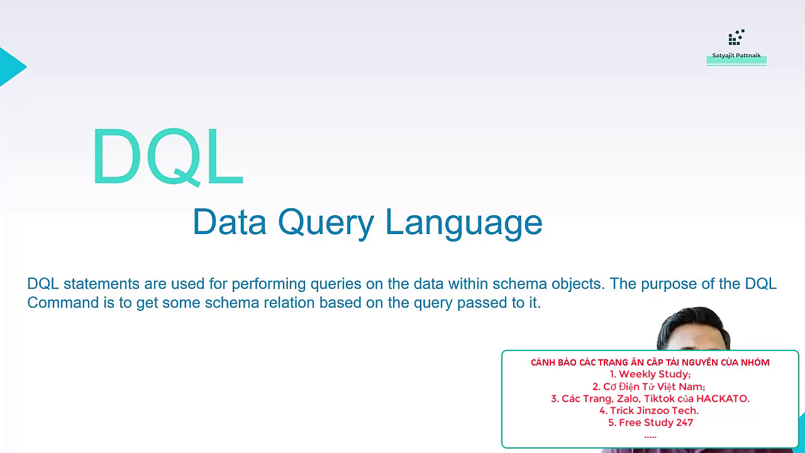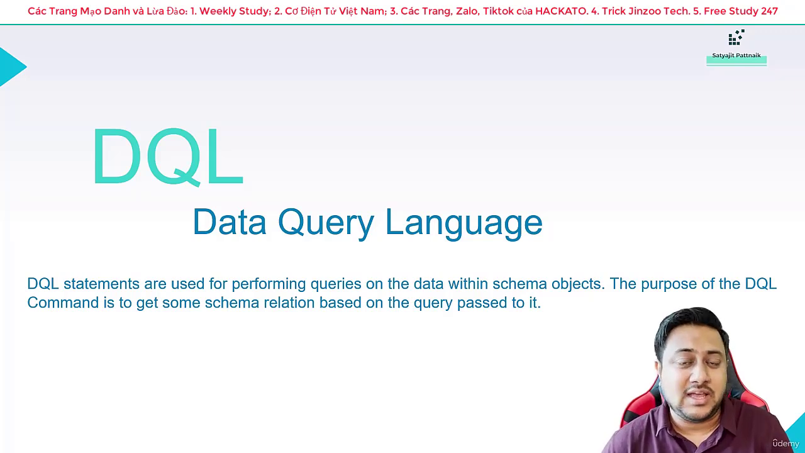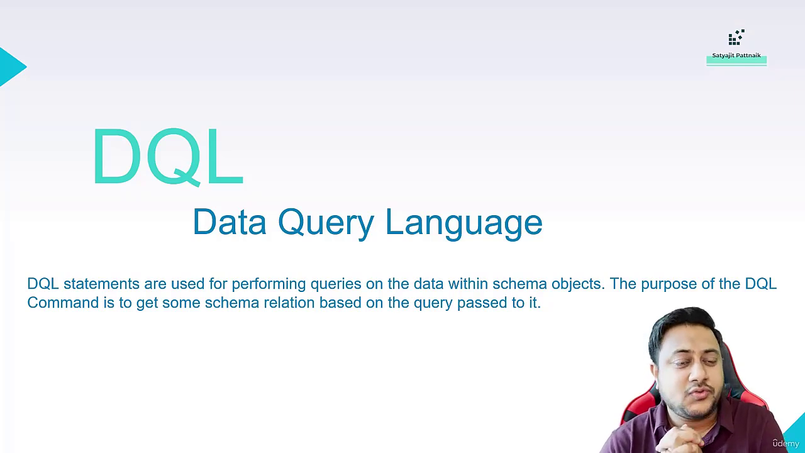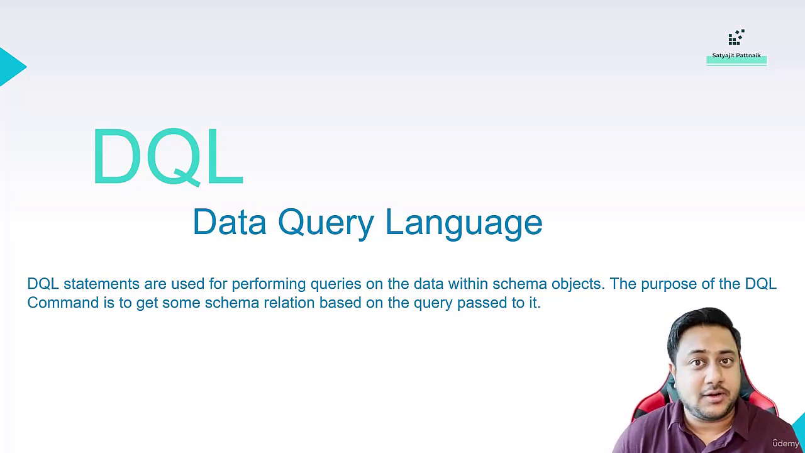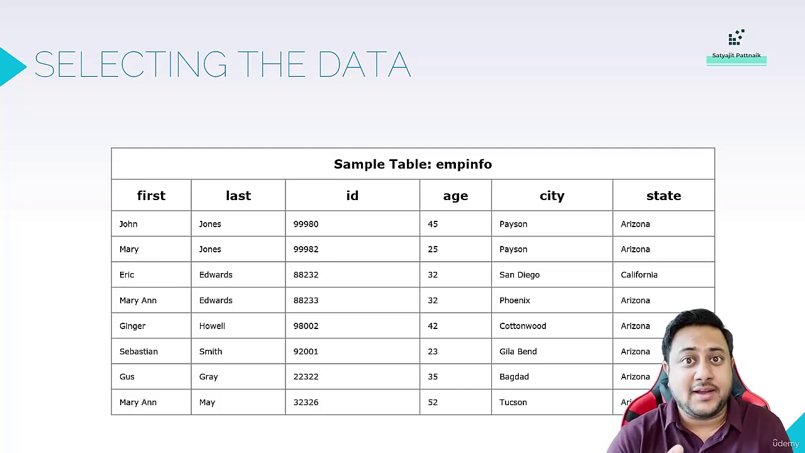So let's try to understand what is a DQL statement, and then practically we will see how to deal with it. So DQL statements are used for performing queries on the data within schema objects. The purpose of the DQL command is to get some schema relation based on the query passed to it. So as I already told you, data query language. How to query? You can simply use a keyword called select. Based on that, you can query it.